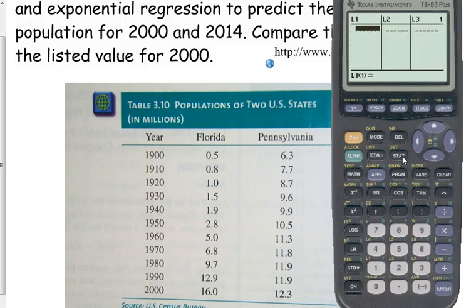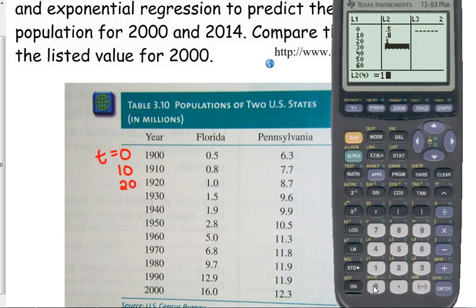We're going to put the years in List 1, but do not type in 1900, 1910, 1920, okay? Type in 0 for 1900. Okay, start at 0, and then 1910 would be 10 years after the beginning. So you just need 0, 10, 20, and it says just use the data up until 1990. So don't go all the way to 2000, just go to 90. So you should have 0, 10, 20, 30, 40, 50, 60, 70, 80, 90. And then put the Florida population. We're not doing the Pennsylvania yet, so just worry about putting in the Florida population.